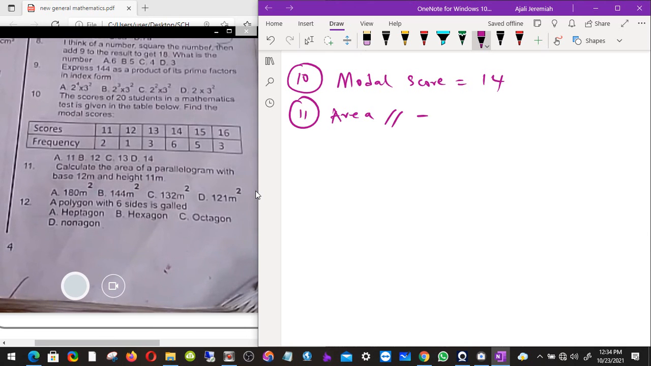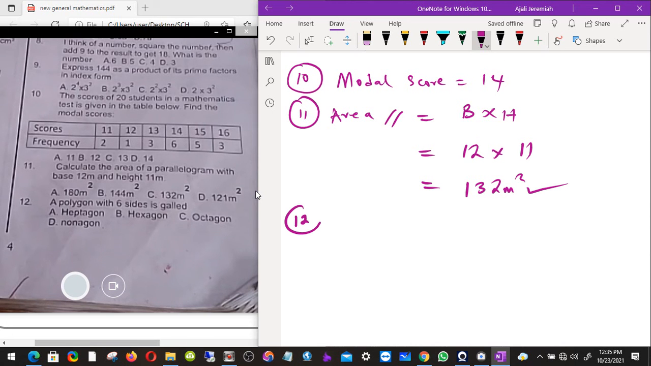Area of a parallelogram, what's the formula? So what's the base here? 12. And what's the height? 12 times 11. 132 meters square. Option C.